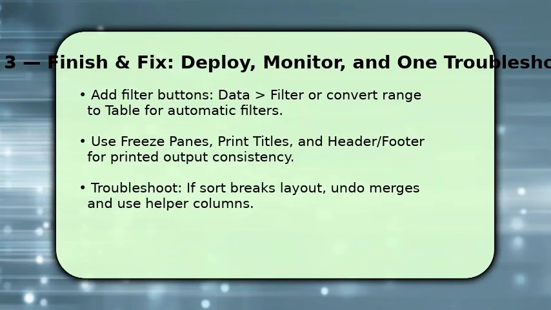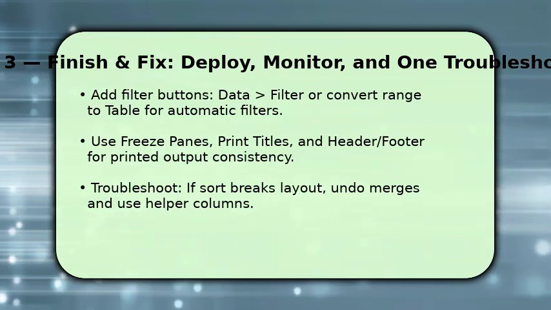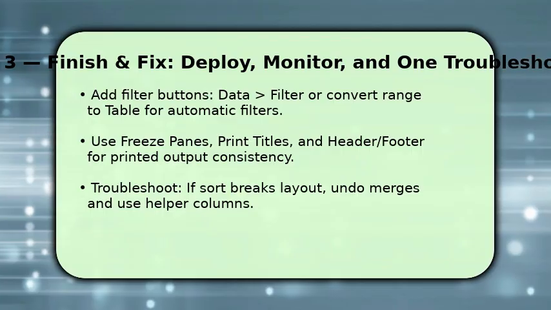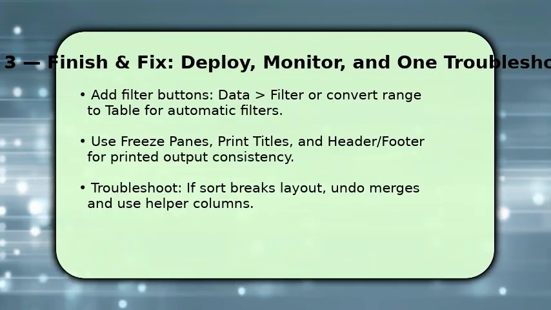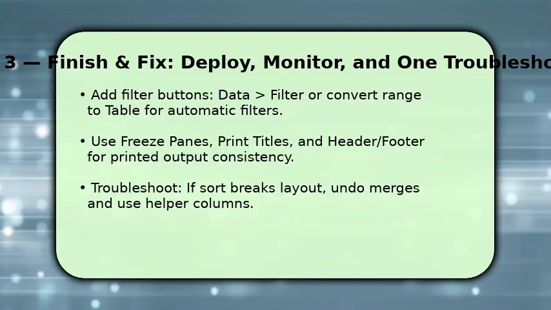If sorting or filtering scrambles data, undo merged header cells and create helper columns for grouping instead. This preserves column integrity. Finally, save and back up a version.